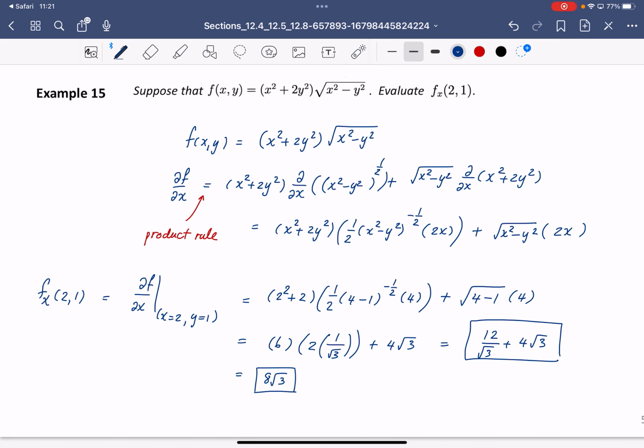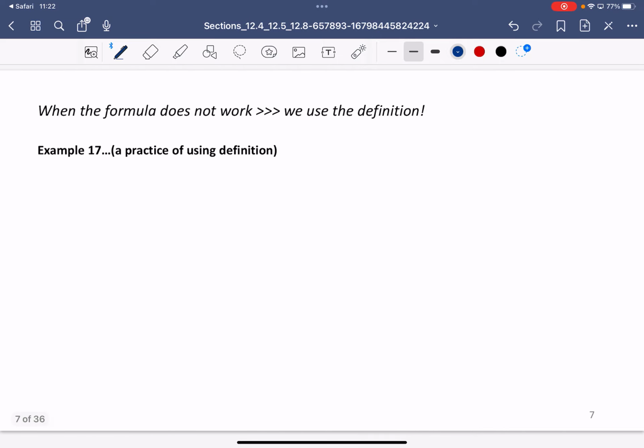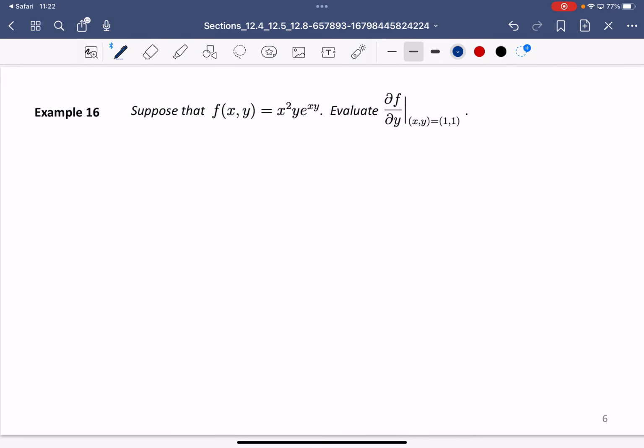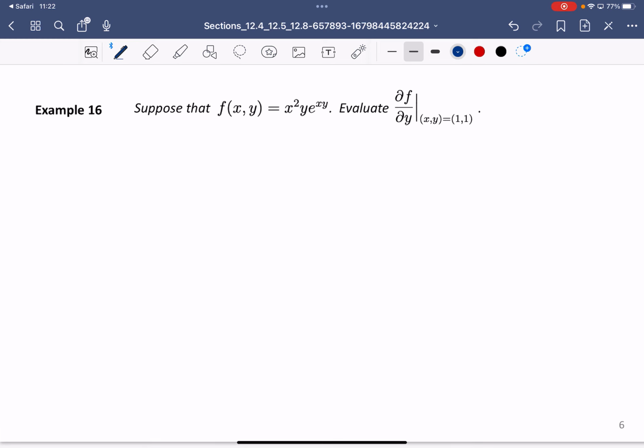So we learned in example 14 the easy function, and now we move to a little bit harder function because you need to do the product rule. Sounds good? Alright, so example 16. f(x, y) equals x squared y e to the xy. Okay, we're going to just do this example. We're going to differentiate f with respect to y, and then you plug in at (1, 1).